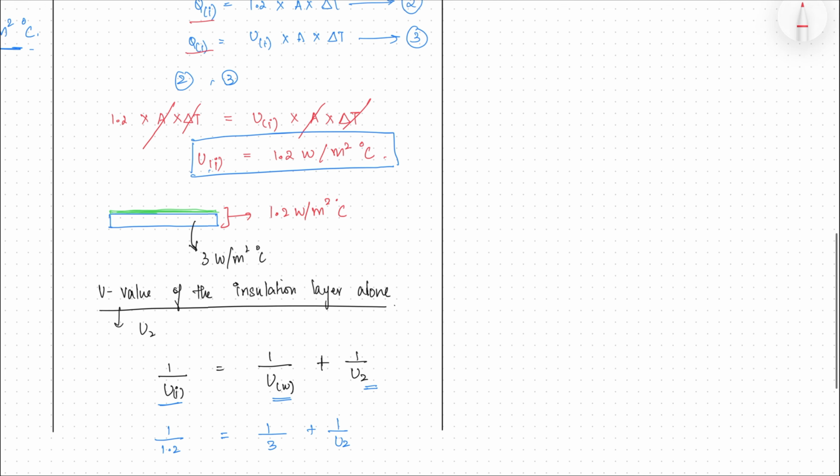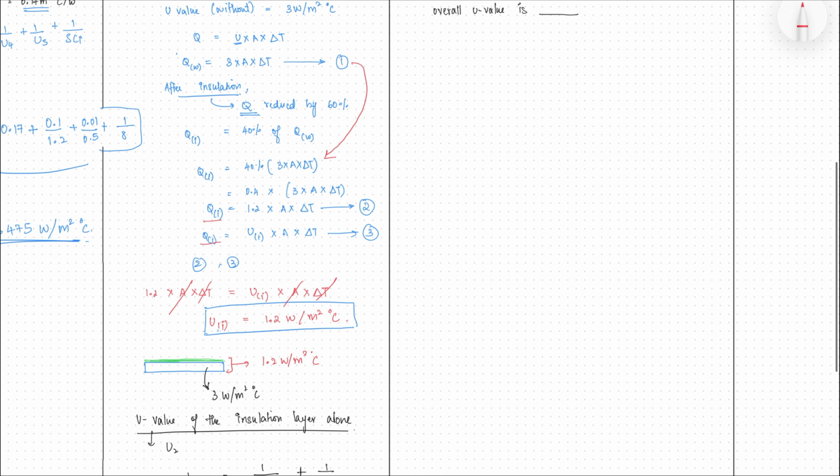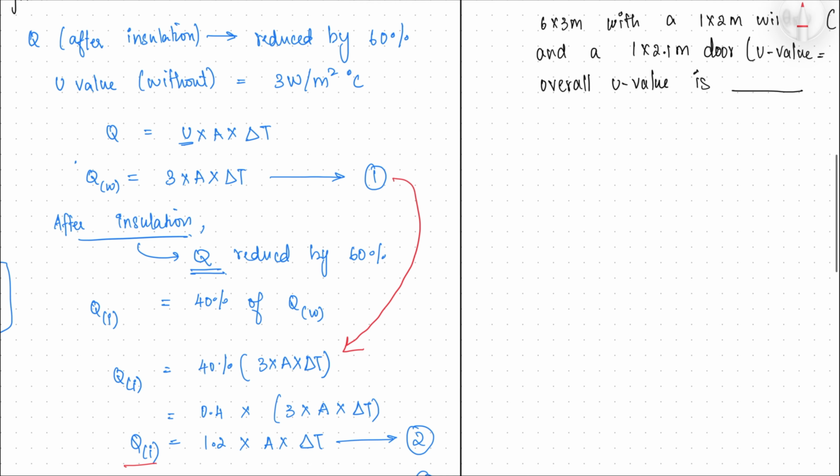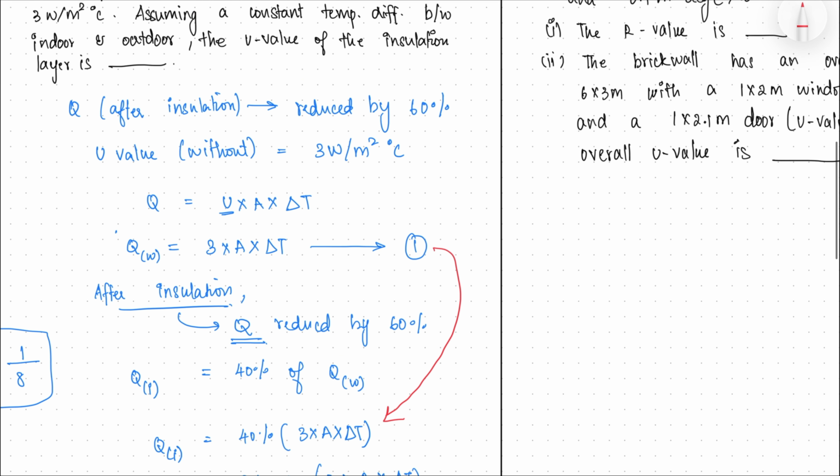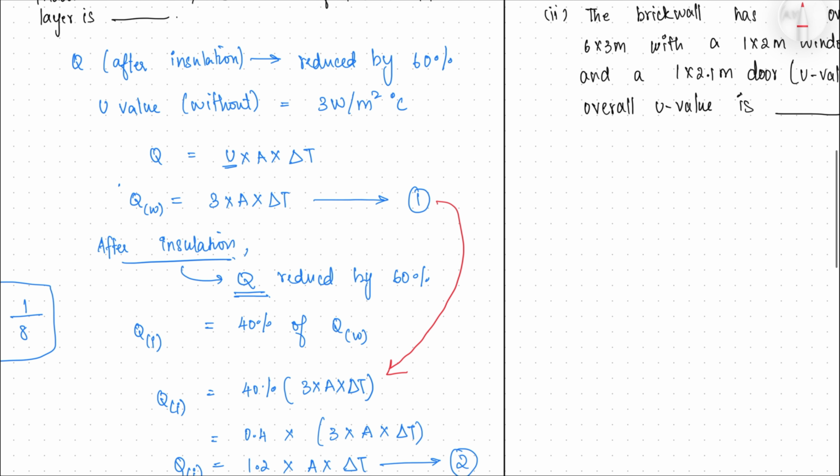I hope again this is clear. First, I'll go through this question again. They have mentioned that after insulation, the heat gain is reduced by 60%, which means still 40% of the original heat gain is admitted into the building. That is our first given condition. Then we know that the U value without the insulation was 3 watt per square meter degree Celsius, which was also given in the question. Then we just put it into the formula.